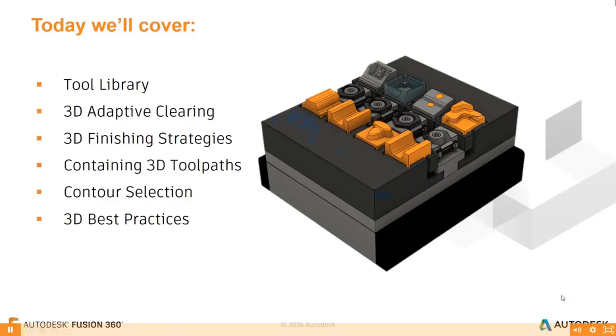In Fusion 360, today we're going to talk about the tool library, and in the last update we also got a little cloud library action, so we're going to talk about that. We'll go through 3D Adaptive, containing 3D finishing strategies, which will actually be the first thing, and then sort of about them, like when and how to use them. This will include contour selection and then some general 3D best practices.